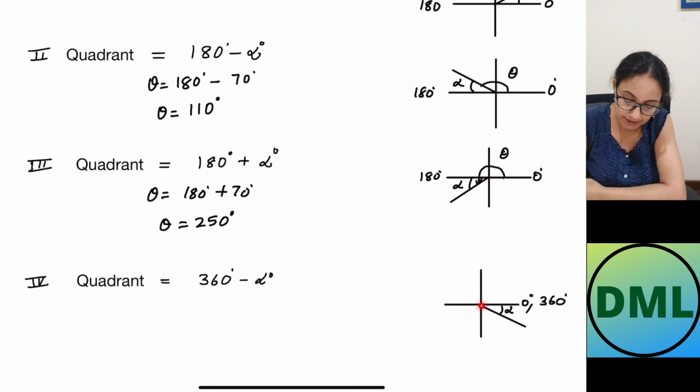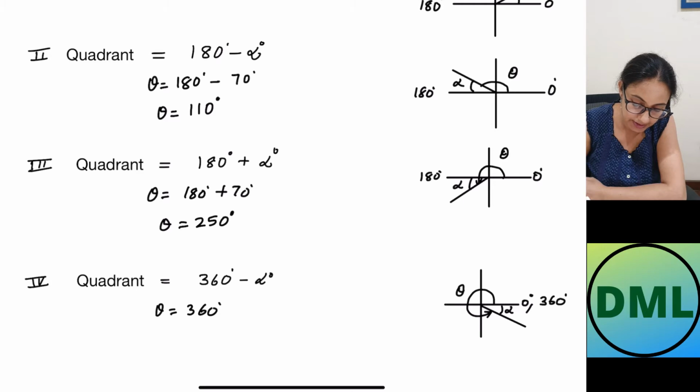Now as you can see, my basic angle alpha is drawn in the fourth quadrant. Now to get the angle theta, what is my theta? I start from 0 and reach here. This is my angle theta. To get this angle theta, I need to subtract the basic angle alpha from 360 degrees. So 360 degrees minus alpha will give me the angle theta. Let's do that here. Theta will be given by 360 degrees minus 70 degrees. So theta will be given by 290 degrees. So this angle theta is 290 degrees.